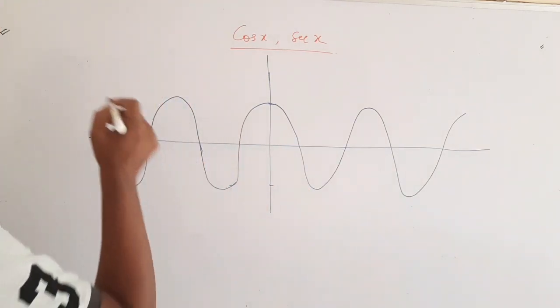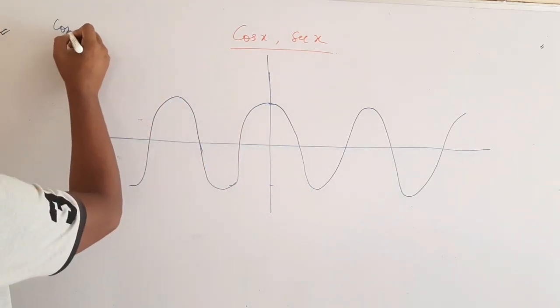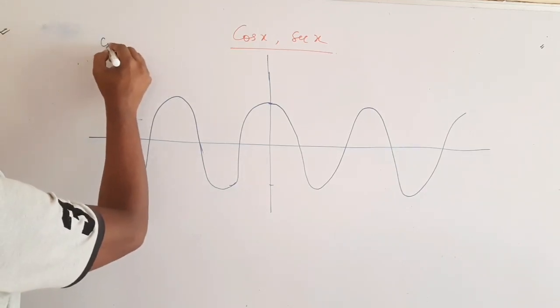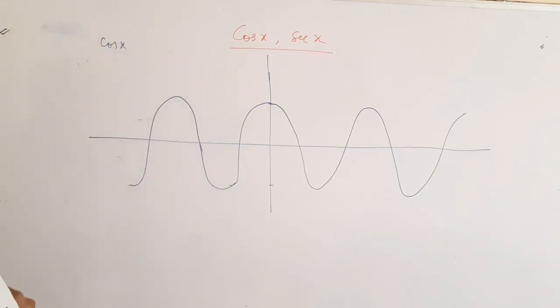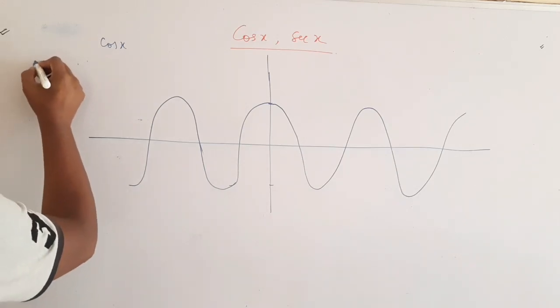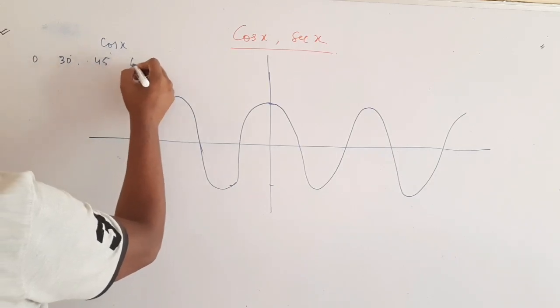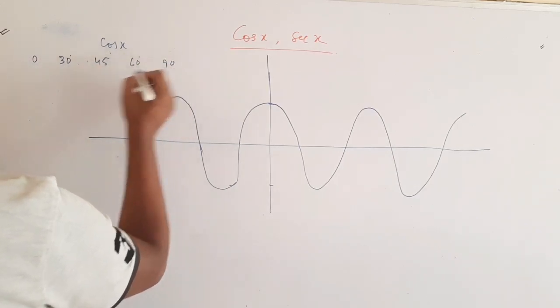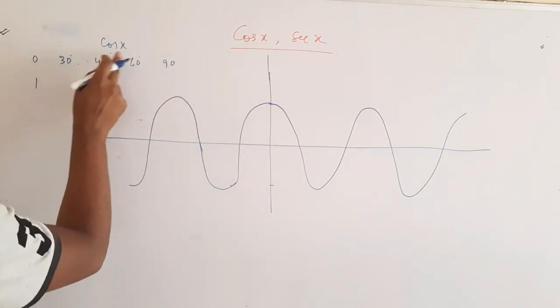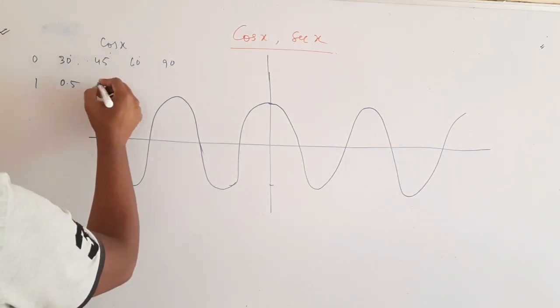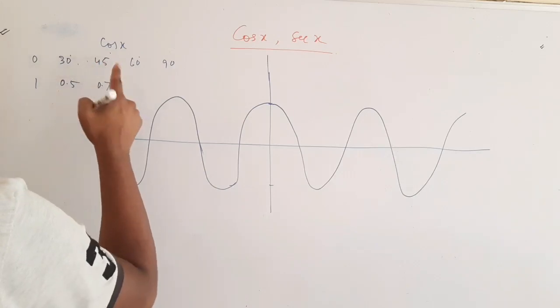So you just saw the cos x. If I explain the value of cos x, then you see that for the angles 0, 30, 45, 60, 90: cos 0 is 1, cos 30 is half, that is 0.5, cos 45 is 0.7, that is 1 over root 2 kind of.